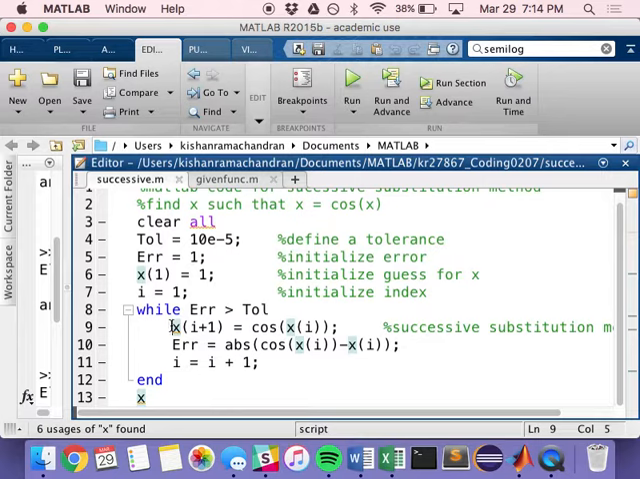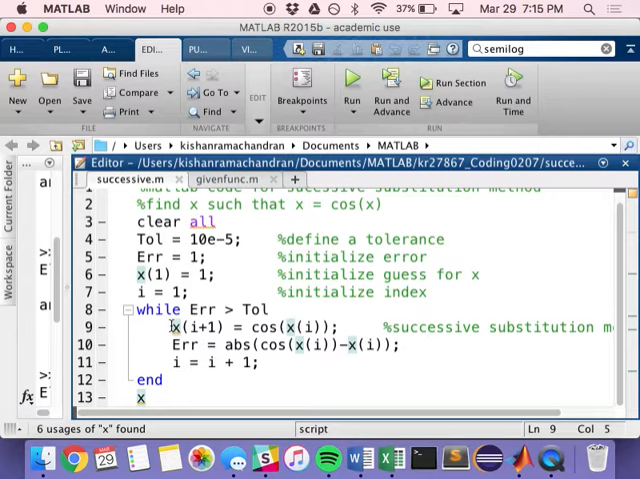That's bigger than this tolerance of 10 to the negative 5, so it's going to run again. It'll keep running again and again until the difference between this value and this value is less than 10 to the negative 5. And that's when it breaks out. Are you with me on that? Does that make sense to everybody?